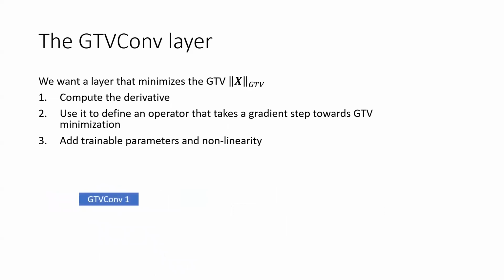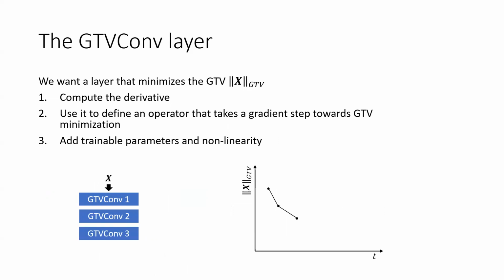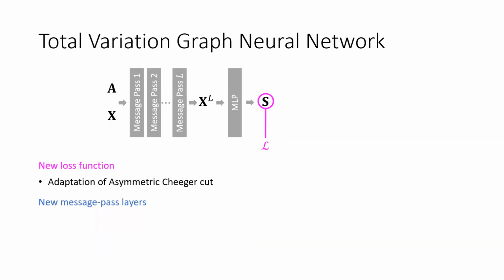Now that we have defined the GTV-conv layer, let's take a closer look at what happens to the node features. Each time they go through a GTV-conv layer, their graph total variation changes. In particular, each GTV-conv layer reduces the graph total variation by taking a gradient step of size delta. The more layers we add, the more the graph total variation is reduced.